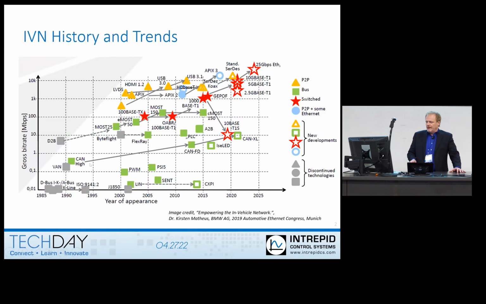You can see in the bottom here some of the early days, back in the late 80s, early 90s. We started with K-line and ISO 9141, CAN, sub-megabit networks. And we've progressed all the way up through gigabit, and now we're talking about multi-gigabit. You can see the different network topologies: point-to-point networks, buses, switched. It's very interesting to see the trends, obviously all going higher and higher, but we also have some trends at the bottom for lower bandwidth networks.